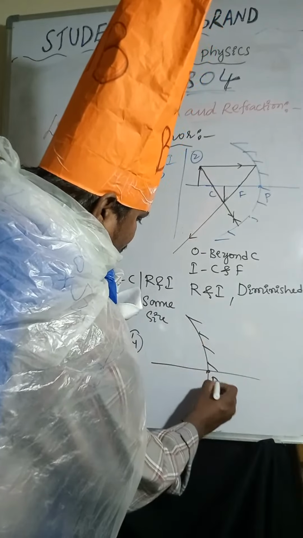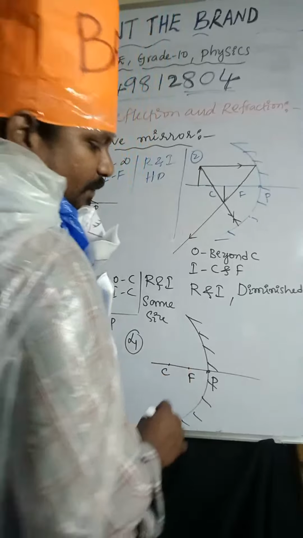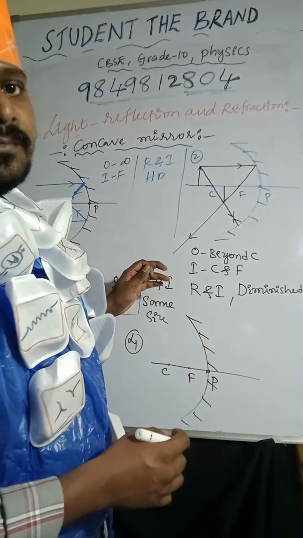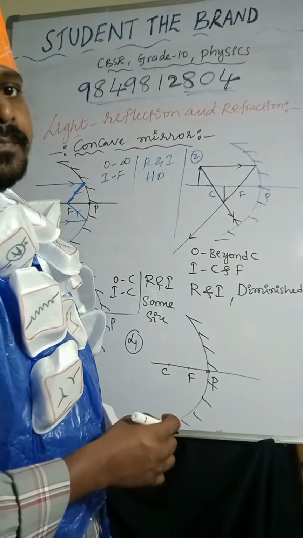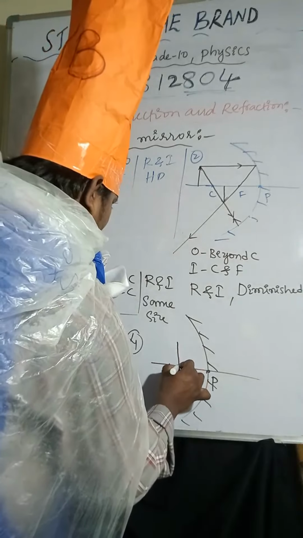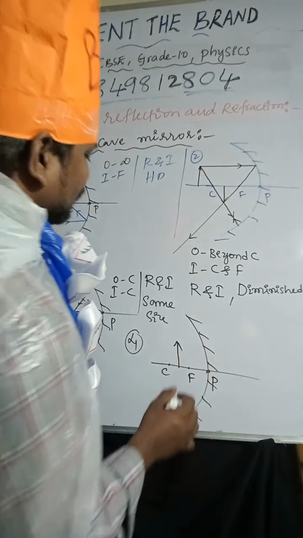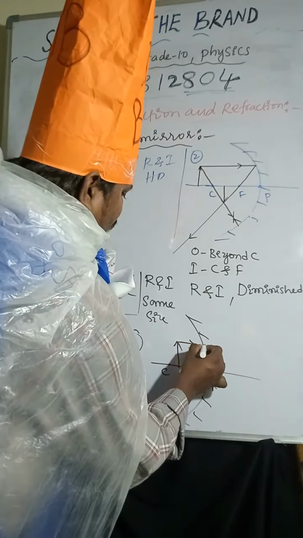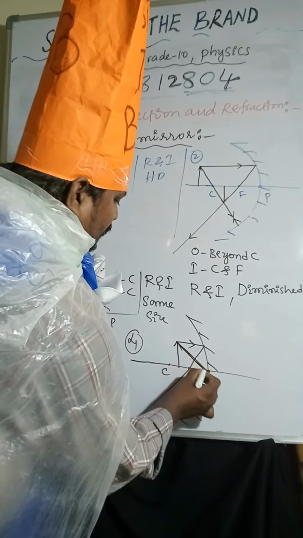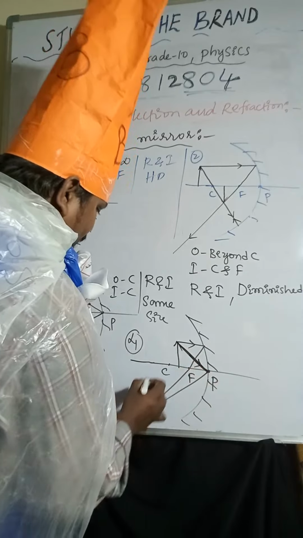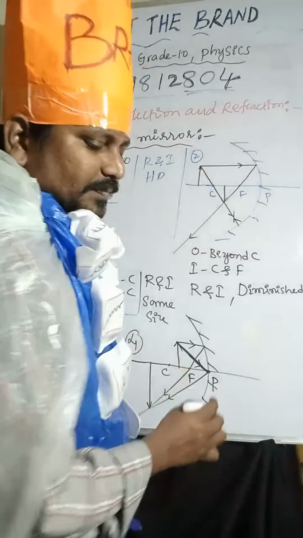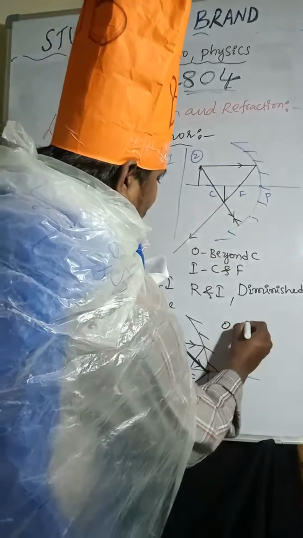So this is the pole, focus, center of curvature. Object is placed between C and F. So one light ray I am taking like this, it passes through focus. Another light ray incident at the pole. So object is placed between C and F.